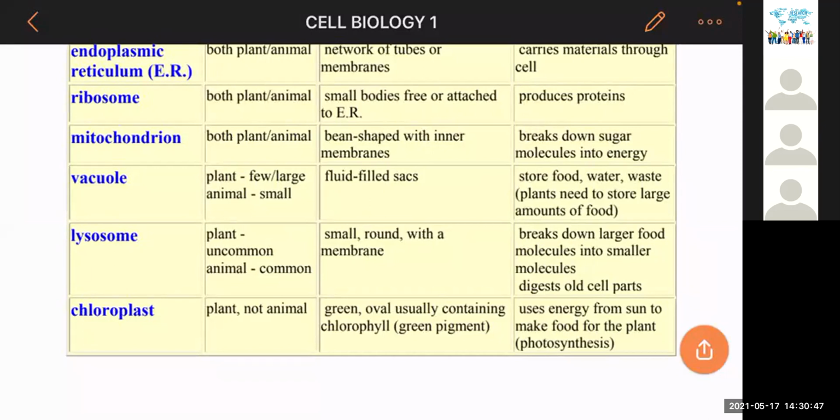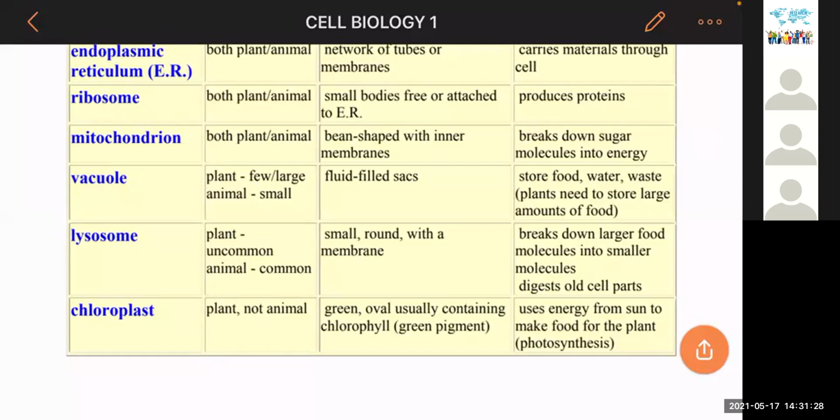Okay, so lysosomes, we learned that they engulf bacteria. That is one of the things they do. Also, they break down larger food molecules into smaller molecules, so they help in the digestion of cell materials. Lysosomes are uncommon in plant cells, but very common in animal cells, so they are mostly found in animal cells.